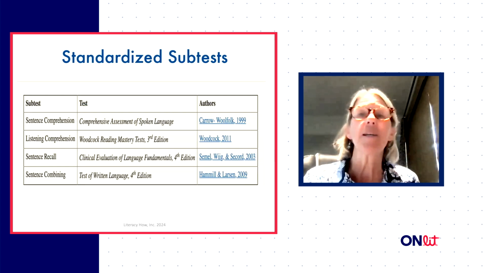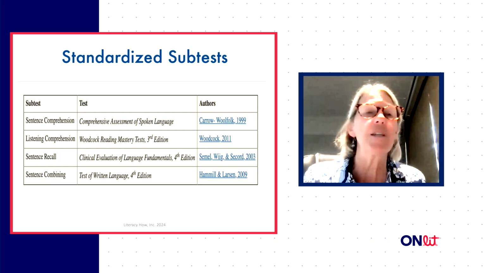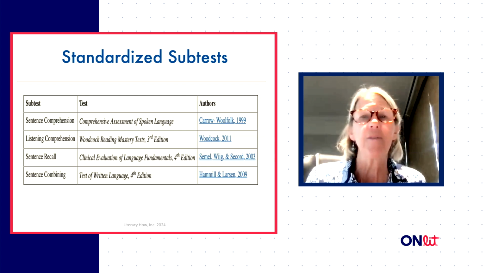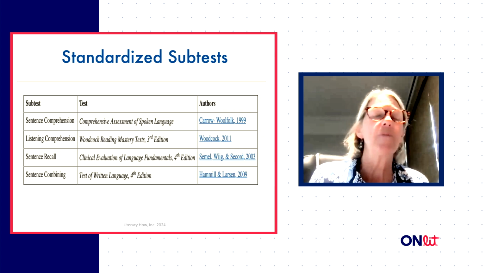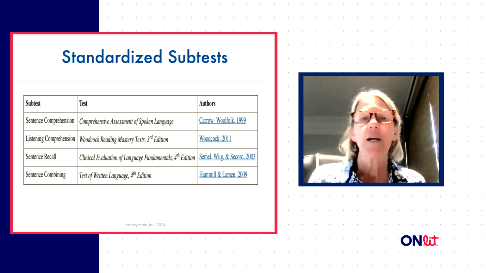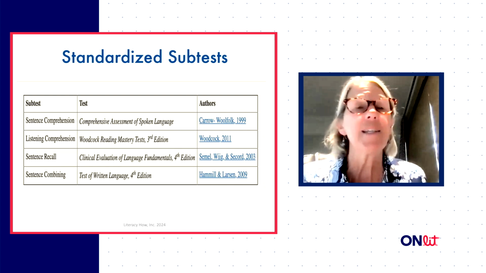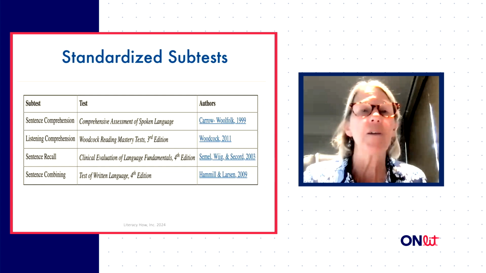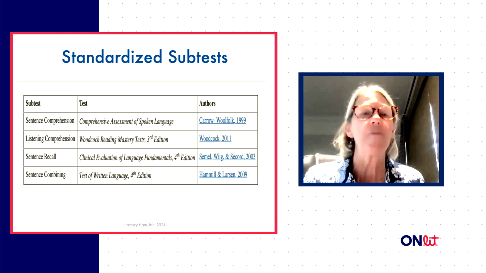We do have some standardized subtests. For sentence comprehension, we have a subtest from the CASL that speech and language pathologists might use. We have listening comprehension subtests from the Woodcock-Johnson and other reading achievement tests. Some of them do have a listening comprehension subtest, and it's really important that we measure that. If we see our kids struggling with reading comp, we need to measure listening comp, because we have to know, is the listening comprehension the driver?